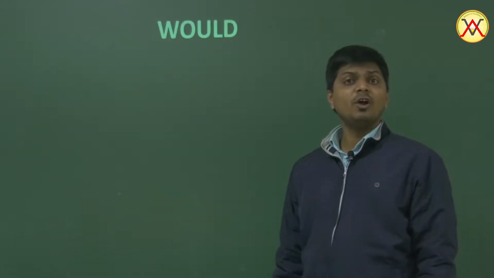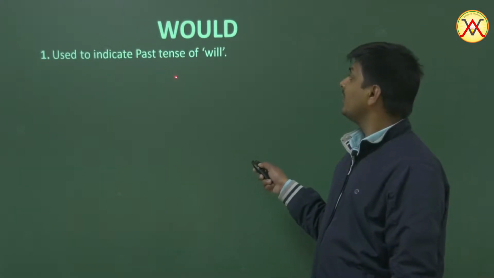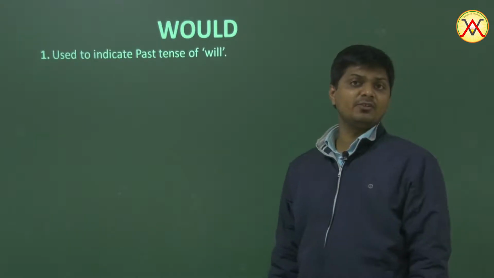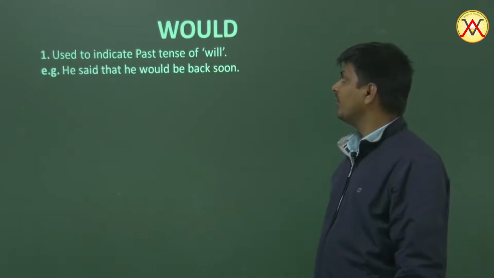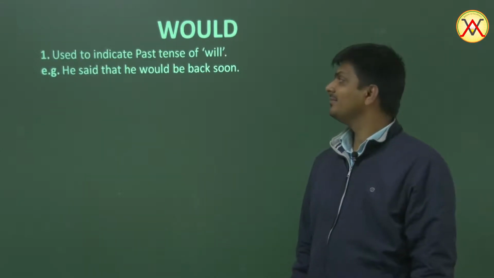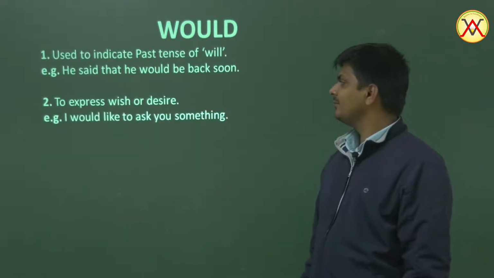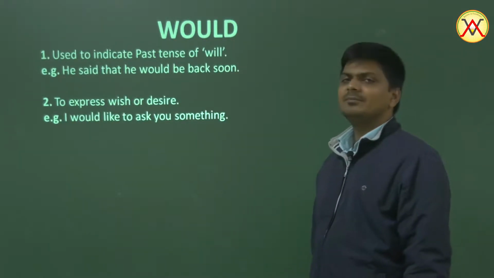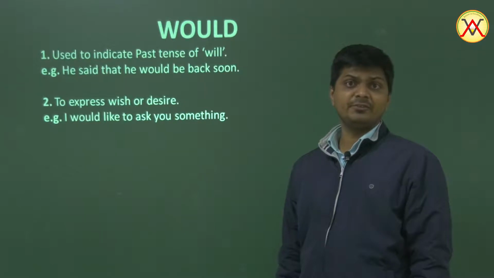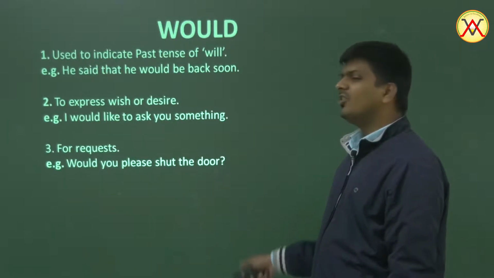The next modal auxiliary is would. First use. Used to indicate past tense of will. For example, he said that he would be back soon. To express wish or desire, I would like to ask you something. I would like to meet your friends. For requests, would you please shut the door?